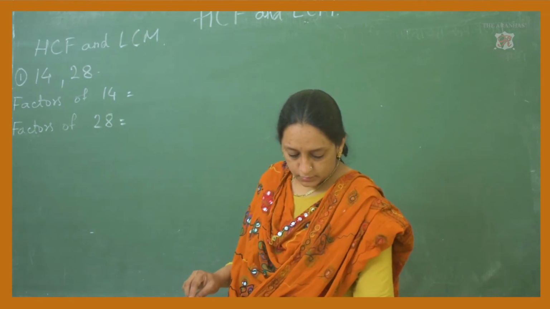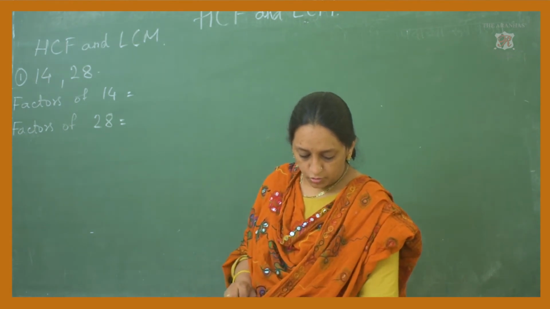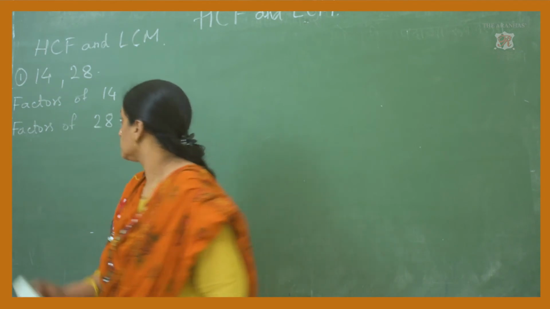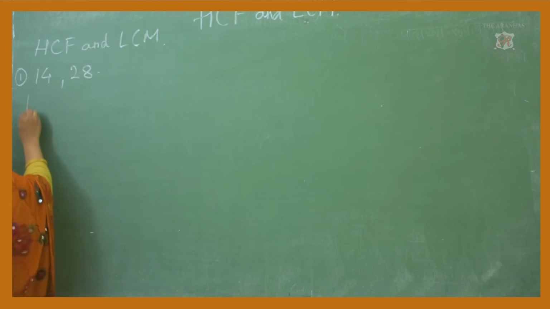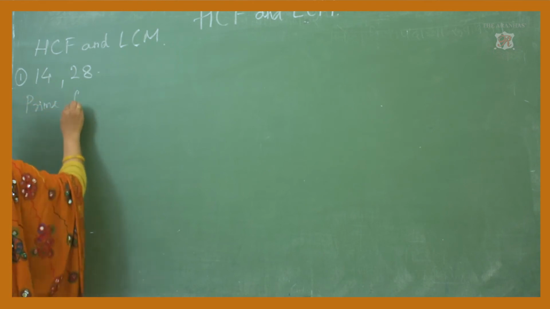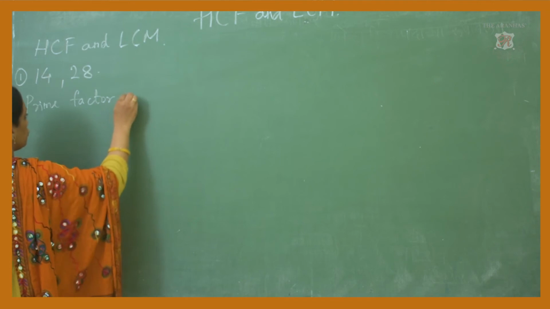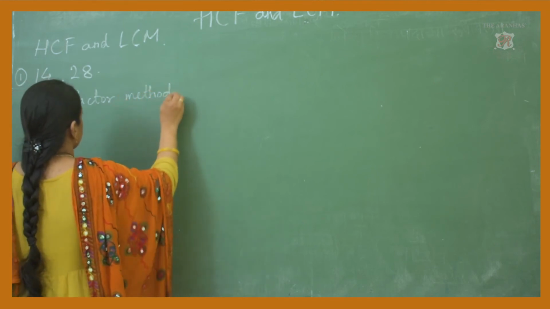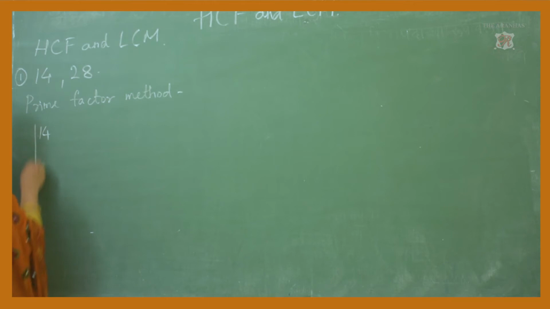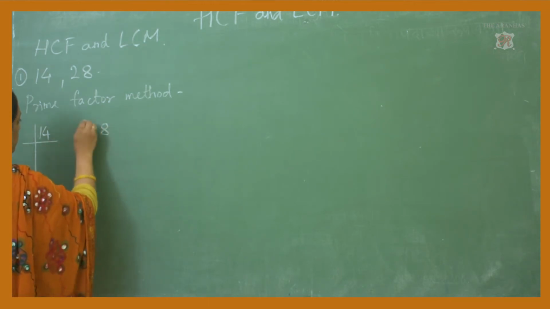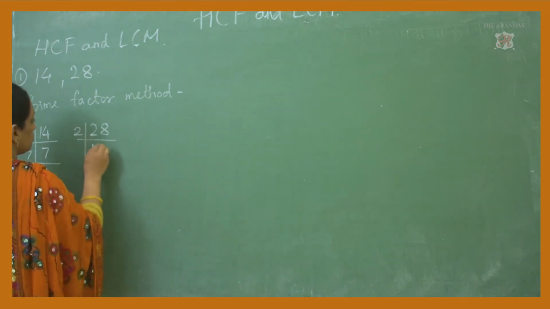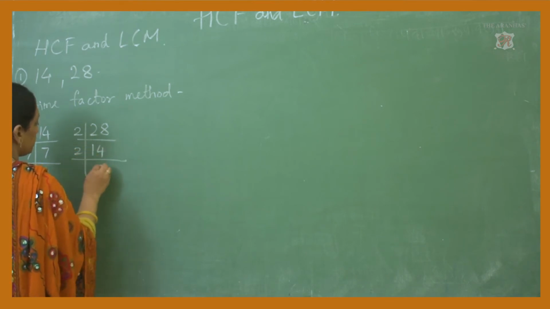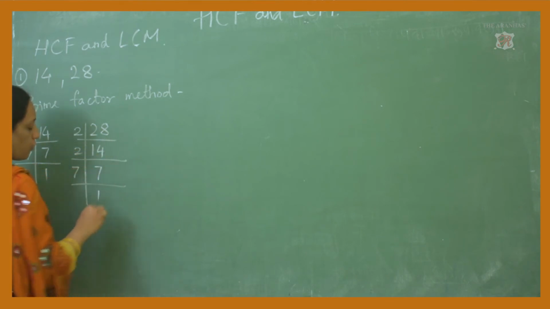Right, students? Or you can solve in the prime factor method also. Solve in the prime factor method that is given in your textbook, that will be better for you, to find the factors of these 2 numbers by the prime factor method. See, 14 and 28: 2, 7 are 14, 7, 1 over. Here 2, 14 are 28, 2, 7 are 14, 7, 1 over.